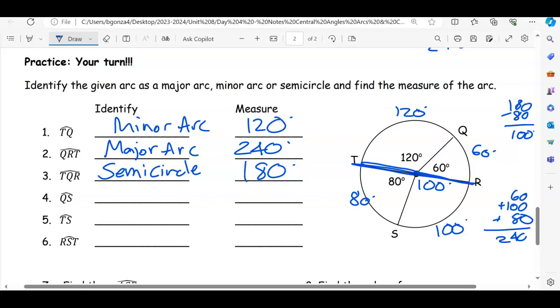Two letters is a minor arc. So QS is going to be minor. And from Q to S actually has 2 pieces. 60 plus 100 is 160. TS has 1 piece. It's 80 degrees. It's a minor arc because it's less than half, and it's only 2 letters. TS is 80.